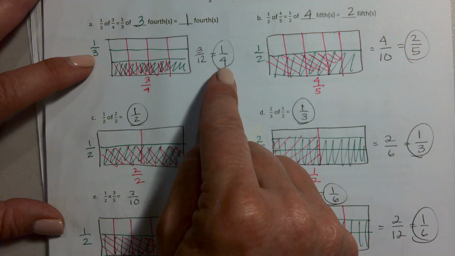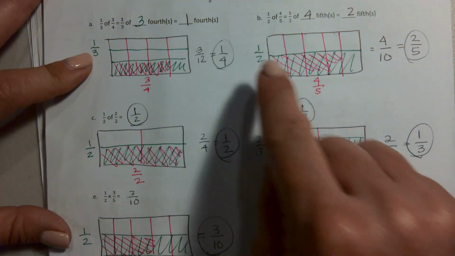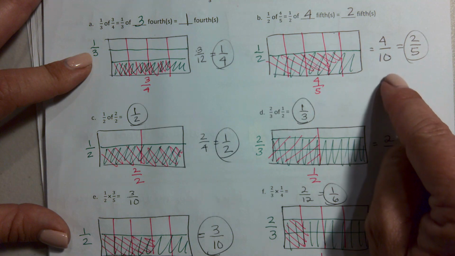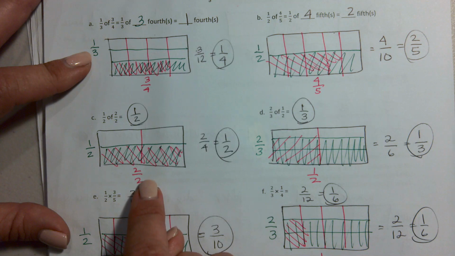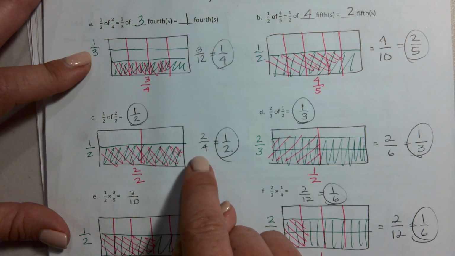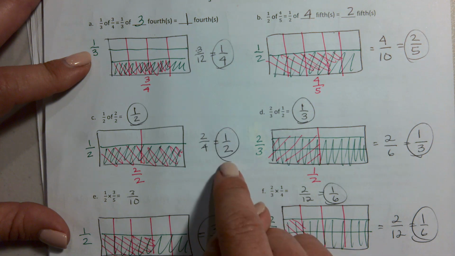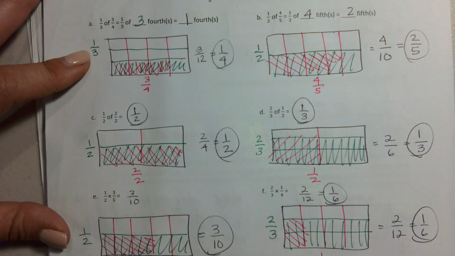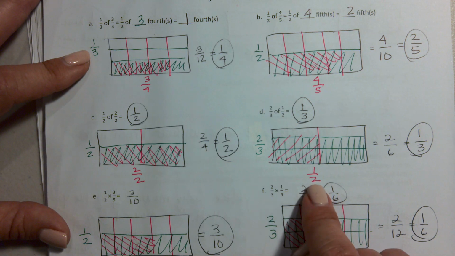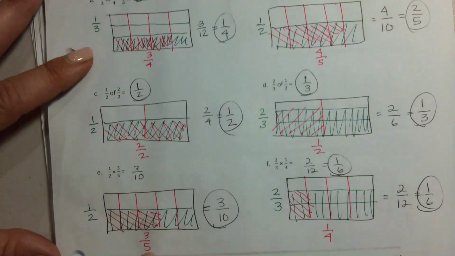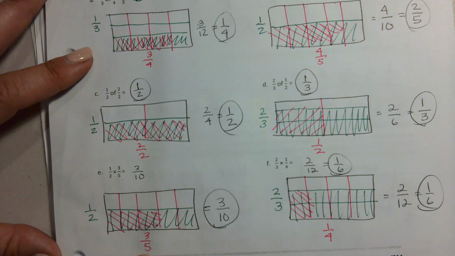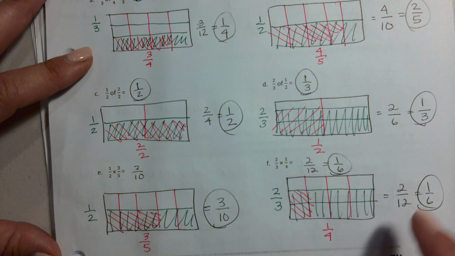Here is 3/12 becomes 1/4, or simplifies to 1/4. 1/2 times 4/5 is 4/10, which simplifies to 2/5. 1/2 of 2/2 of 1 whole: 2/2 becomes 2/4, which simplifies to 1/2. A half of 1 is a half. 2/3 times 1/2 becomes 2/6, which simplifies to 1/3. 1/2 times 3/5 becomes 3/10. Then 2/3 times 1/4 is 2/12, which simplifies to 1/6.